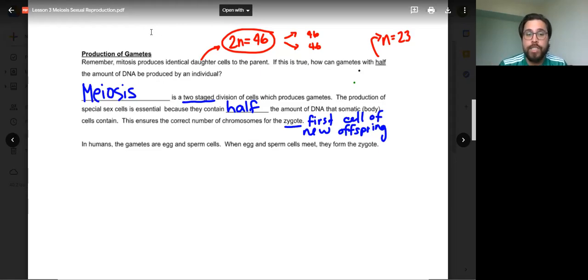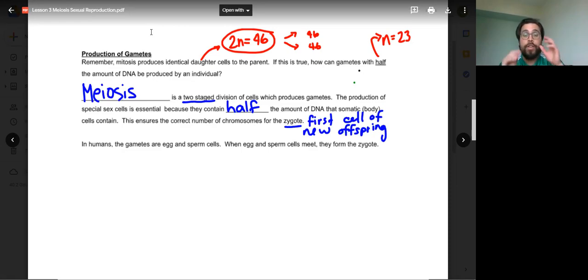So the production of special sex cells is essential because they must contain half the amount of DNA that somatic or body cells contain. This ensures the correct number of chromosomes for the zygote, because remember, those 2 gametes have to fuse their genetic information together to form that zygote. And that's the first cell of a new offspring. And then lastly, in humans, the gametes are egg and sperm cells. When egg and sperm cells meet, they form a zygote.